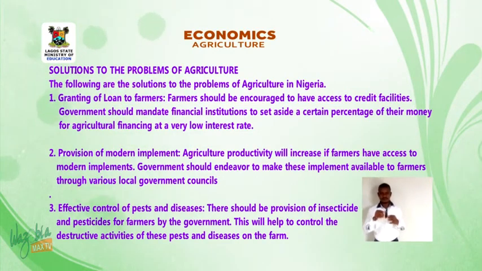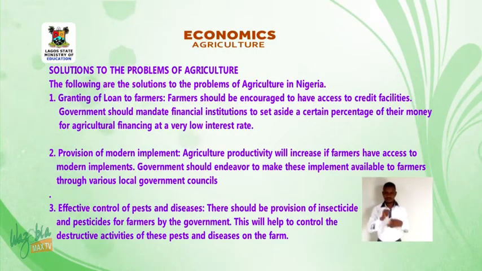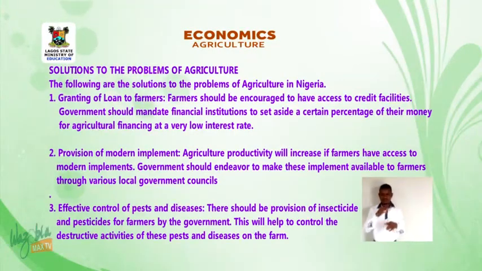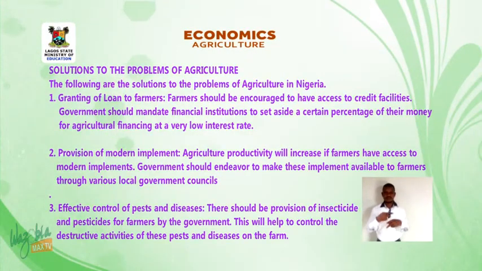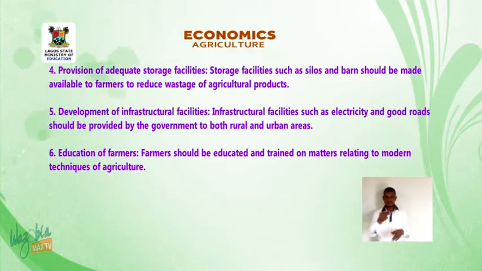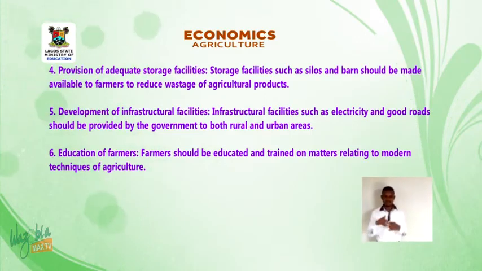Number three, effective control of pests and diseases. There should be provision of insecticides and pesticides for farmers by the government. This will help to control the destructive activities of these pests and diseases on the farm. Number four, provision of adequate storage facilities. Storage facilities such as silos and barns should be made available to farmers to reduce wastage of agricultural products.